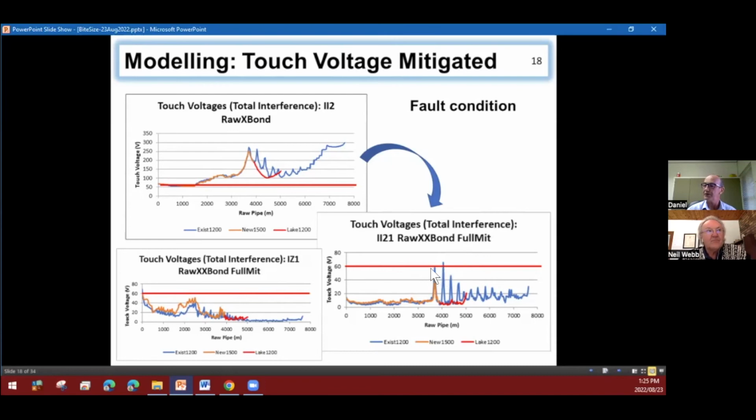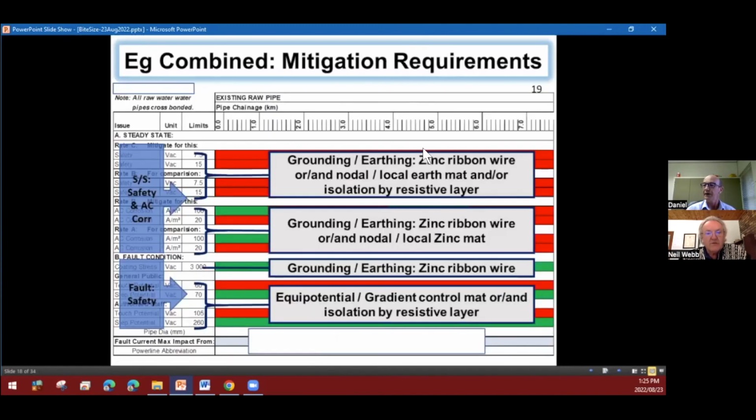The spikes here are typically where the conductive element comes through, where we've got a tower or a pylon very close to the pipeline. This one here, which is exceeding the safety limit, might be a tower very, very close to a pipeline, and we can mitigate that by putting a nodal grounding at that point if we need to. The difference between the two graphs is that here we are putting the fault current on power line II21, and in this one we are putting the short on power line IZ1. So it's obviously very important to analyze all the power lines that affect the situation.